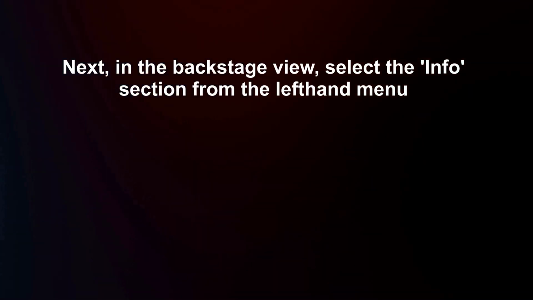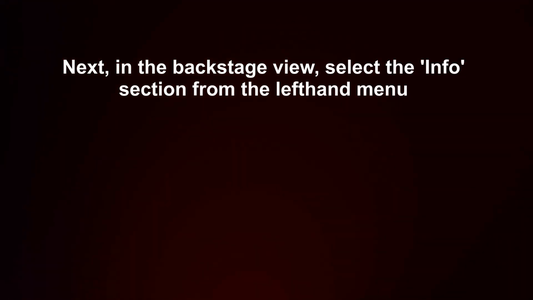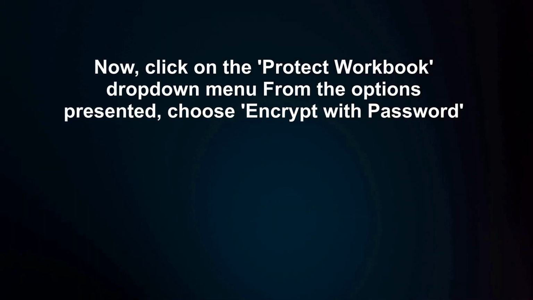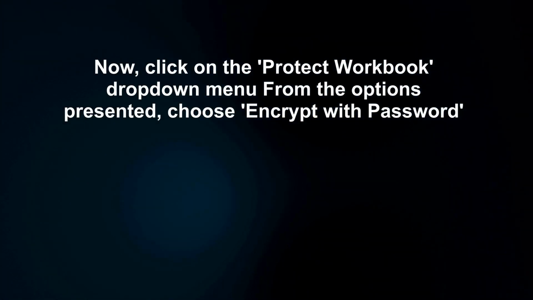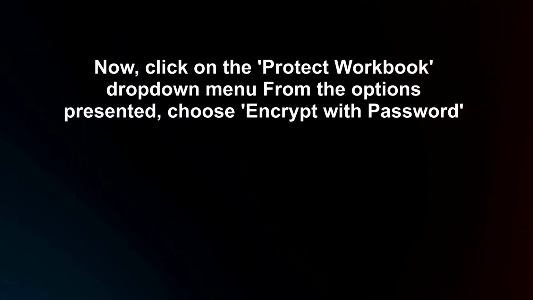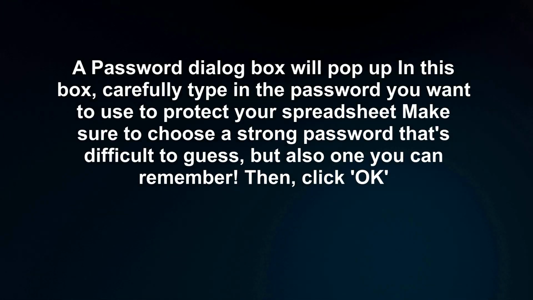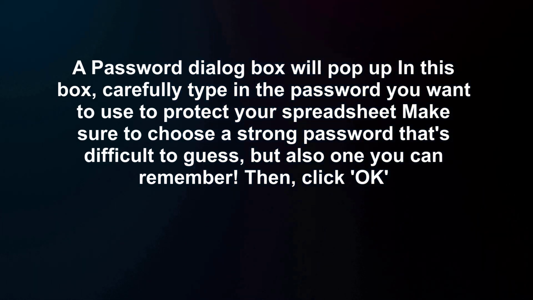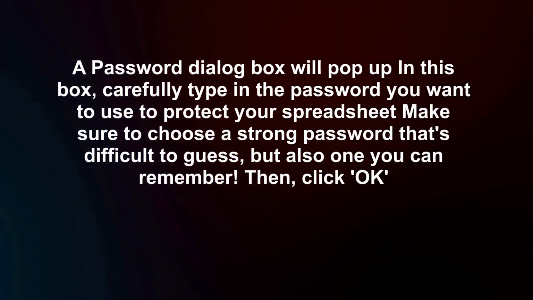Next, in the Backstage view, select the Info section from the left-hand menu. Now, click on the Protect Workbook drop-down menu from the options presented. Choose Encrypt with Password. A password dialog box will pop up. In this box, carefully type in the password you want to use to protect your spreadsheet.